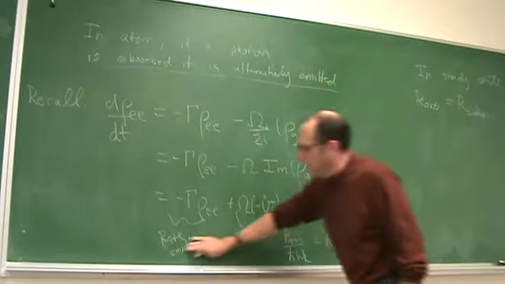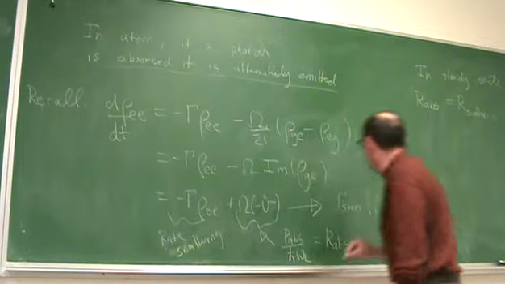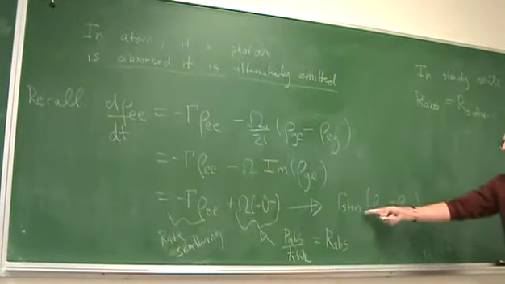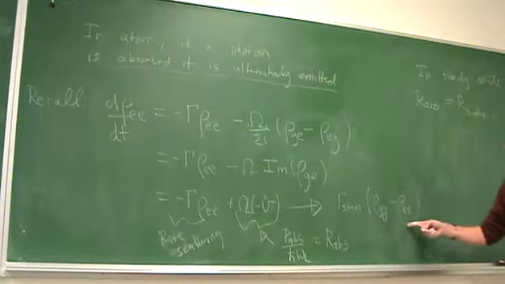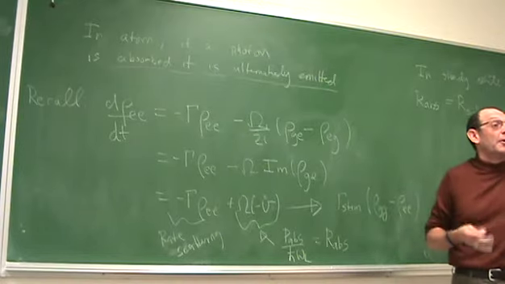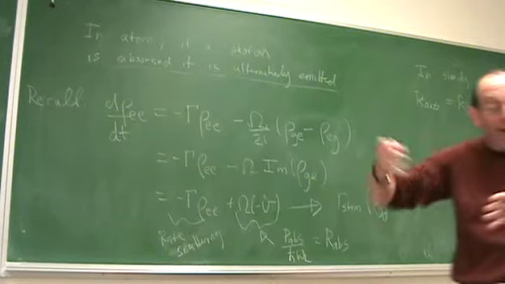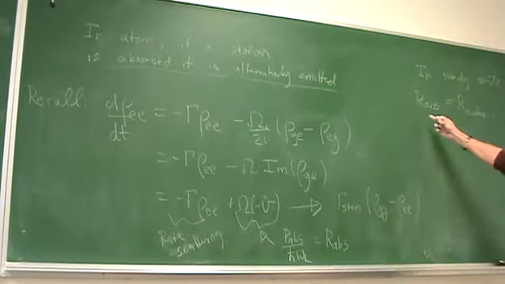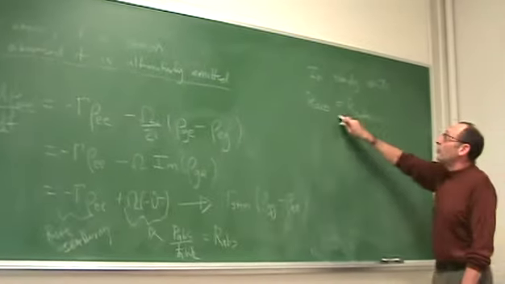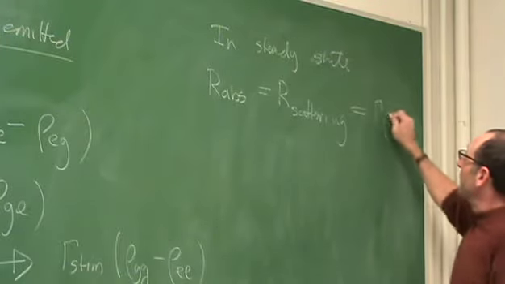Really, I should talk about this as scattered light. Instead of emitting, this would go to the scattered light. Because there's also stimulated emission, but the stimulated emission is emission that goes back into the beam from which it came, and therefore does not count as absorbed power. The absorbed power is the stuff that's being taken out of the beam, and all of the stuff that's being taken out of the beam is scattered. So our rate of absorption in steady state is equal to the rate of scattering, which is equal to gamma times rho ee steady state.